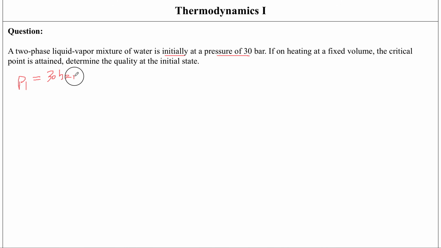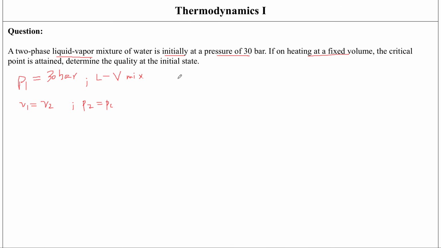And what other information do I have at the initial state? The second information I've got is that it's a liquid vapor mixture, right? So that's all the information that I've got at the initial state. Besides that, I'm being told that we are heating it at a fixed volume to get to our final state, which is at the critical point. So V1 is equal to V2, so specific volume at 1 is equal to specific volume at 2, and the pressure at 2 is equal to the critical pressure for water.